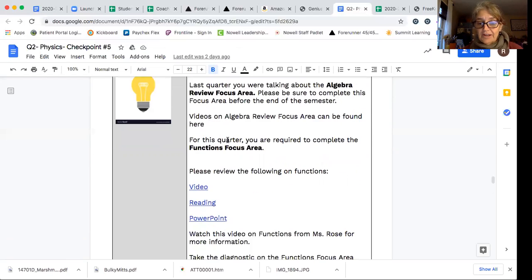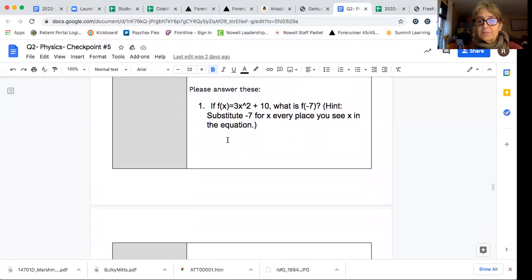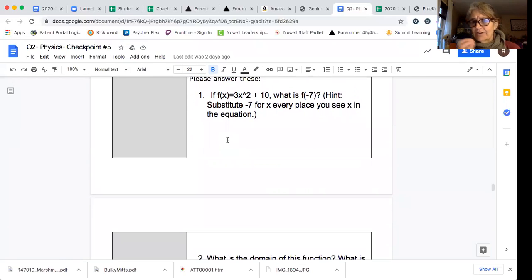But right now we're going to be talking about functions. And I put some problems up here that are really indicative of what functions are about. Anytime you have a function like this, 3x squared plus 10, and we give you an x value, f of x equals 3x squared plus 10, what does f of negative 7 equal? Well, this just means that for every place that you see x, substitute in negative 7. So you would do 3 times negative 7 squared plus 10, okay?